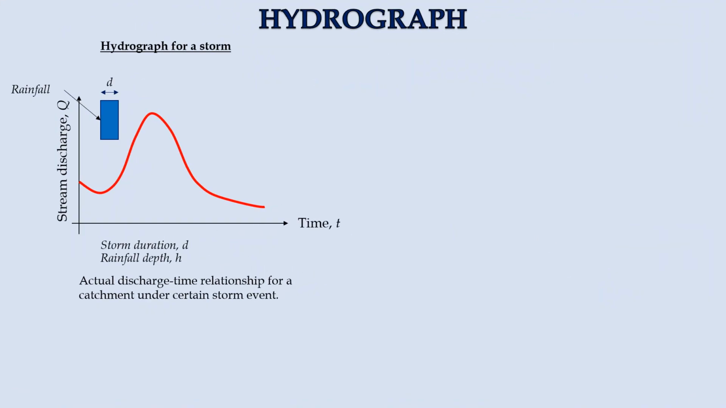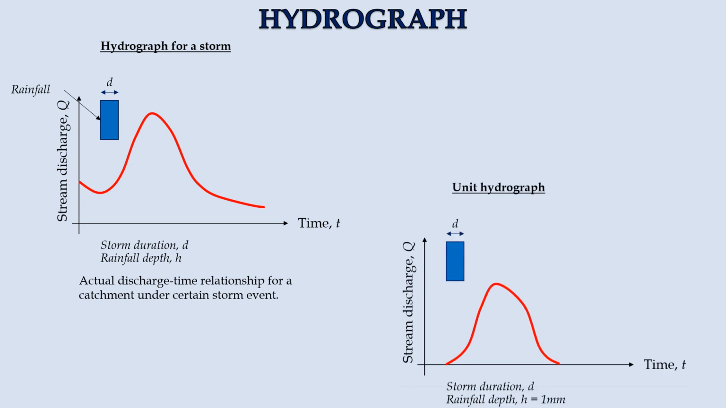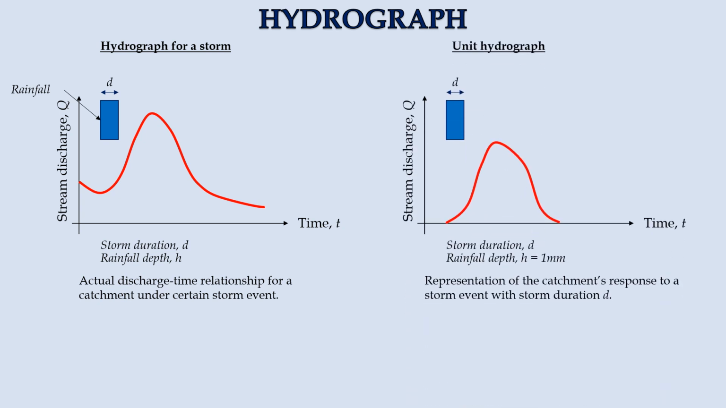A hydrograph is often produced based on a storm with certain duration and rainfall excess. From here, we may develop a unit hydrograph for a specific storm duration and a unit rainfall excess, let's say 1 mm. A unit hydrograph is essentially an effective hydrograph, representing a catchment's response to a unit rainfall excess under a storm that lasts for d hour.